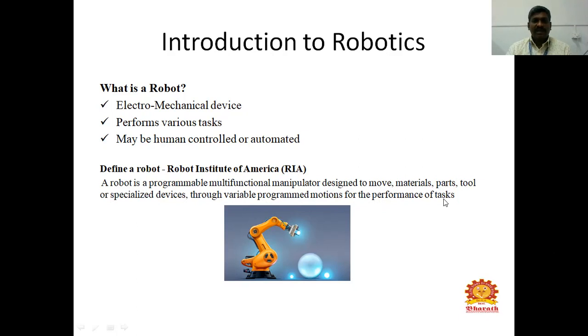This is a definition for the robot. A robot is a programmable multifunctional manipulator designed to move.